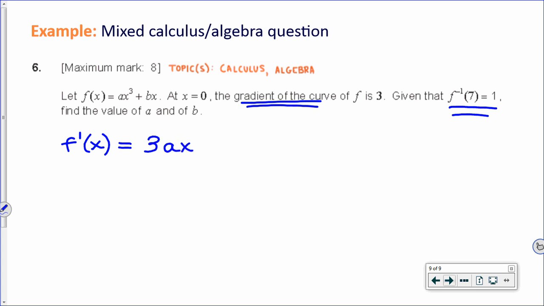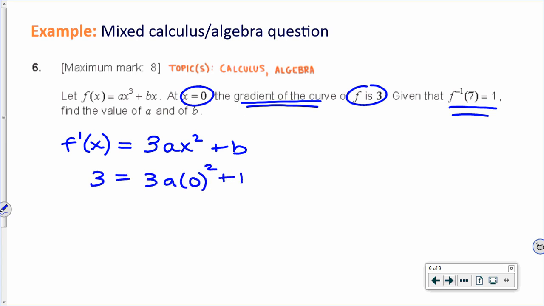Bring the 3 down. There's an a there, and we don't know it, so we'll leave it, and then decrease the power by 1. The derivative of bx is just b. So that's the derivative of the function as best I can get it. And then I'm told that at x equals 0, when x is 0, the gradient of the curve is 3. So I'm going to change x to 0 and set the gradient equal to 3. Gradient is the first derivative. So this whole term is 0, and now I know that b is 3. So I'm halfway there. The question asked me to find a and b to begin with.